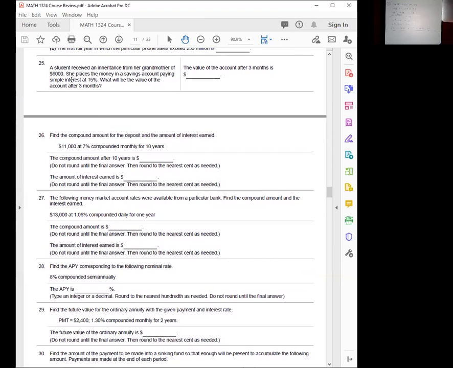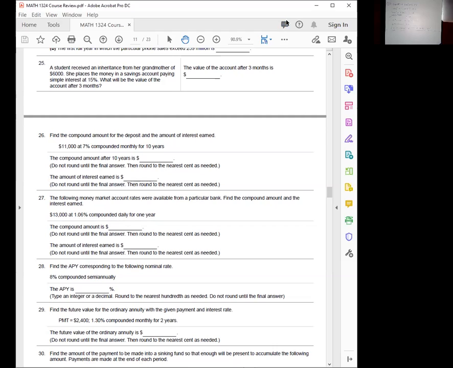This is an interest question from our last test, I think. A student received an inheritance from her grandfather of $6,000. She places the money in a savings account paying simple interest. So we're only going to use a simple interest formula, that's our keyword, at 15%. What will be the value of the account after 3 months.